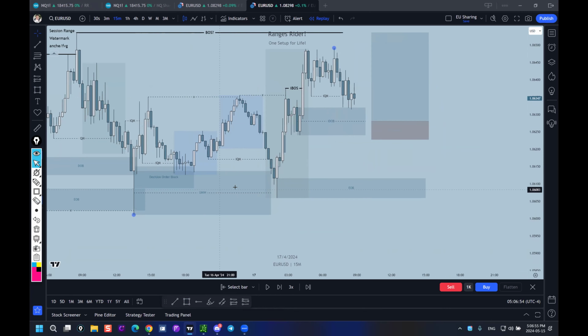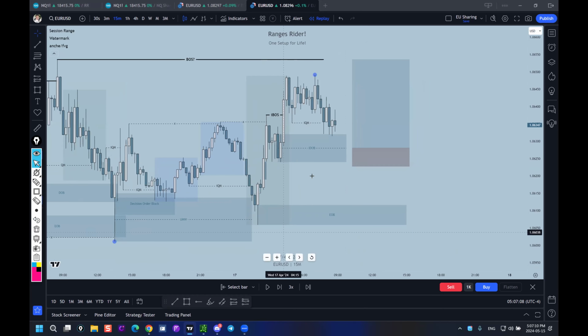And if we enter here, why? Because we don't have anything unmitigated. Actually, the protected low is here. Even if the market takes this one, if it changes direction it needs to break this one, not this one. Okay, right. Yes. Okay, so let's go.